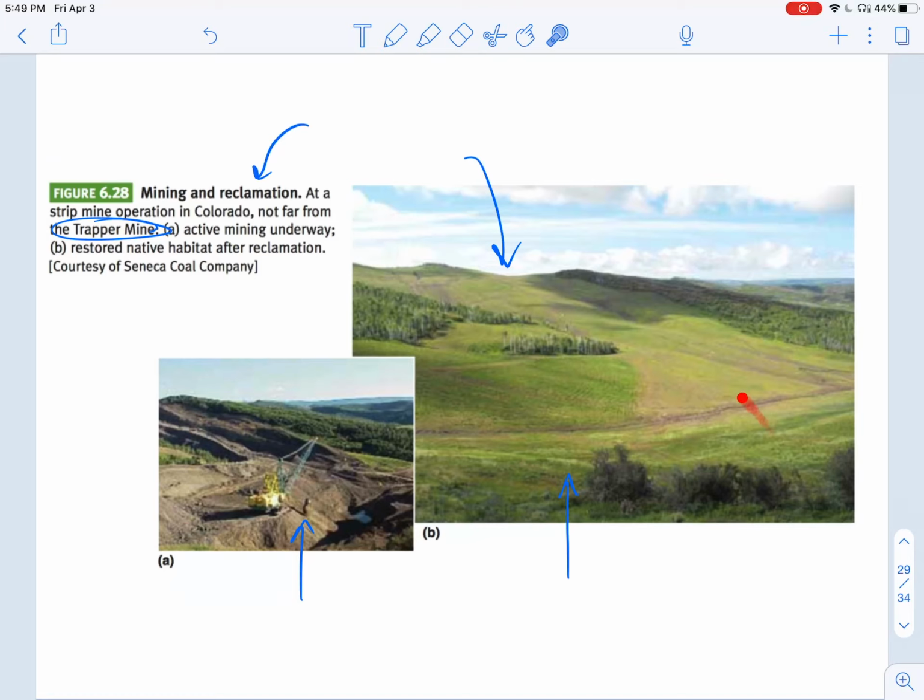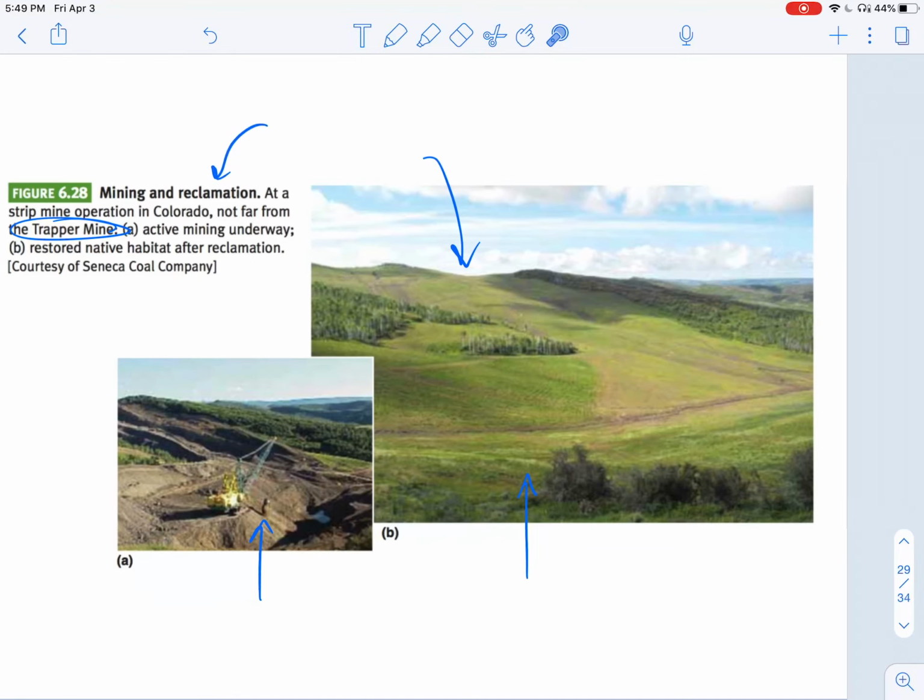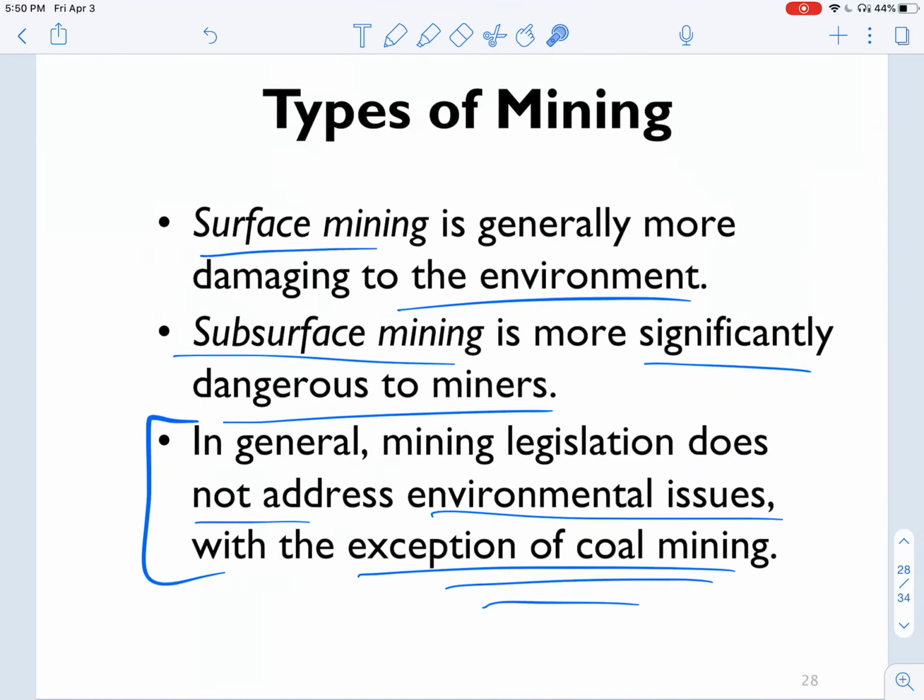They put in all the topsoil that they pushed out of there, and then replanted and created it as a living habitat again. So that's what mining companies are supposed to do if they're coal mines, like the Trapper mine. But there's really not a lot of legislation forcing other types of mines to do that, which, in my opinion, is too bad. So that is the end of chapter 6.